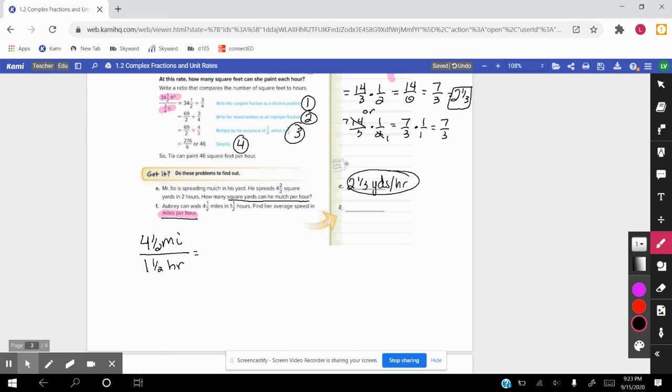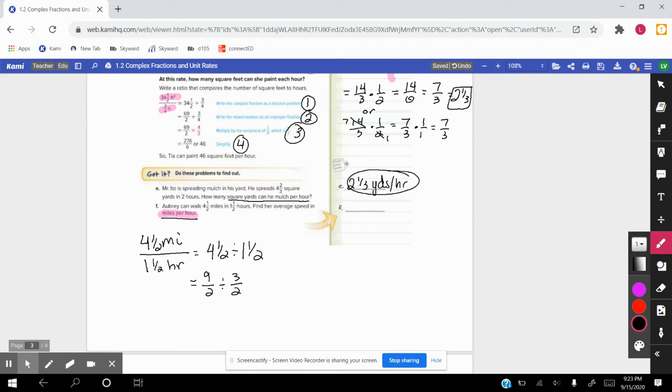So step 1, I'm going to write my complex fraction as a division problem: 4 1/2 divided by 1 1/2. Step 2 is write the mixed number as an improper fraction. This time I have two mixed numbers, so I'm going to have two improper fractions. 4 times 2 is 8 plus 1 is 9. 9 halves divided by 1 times 2 is 2 plus 1 is 3, so it's divided by 3 halves.